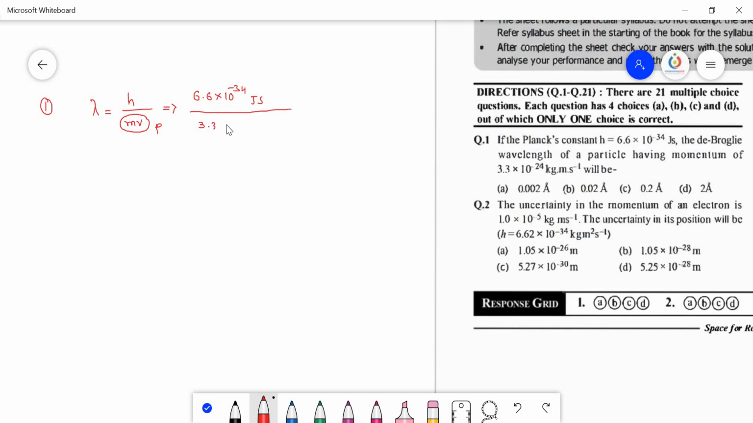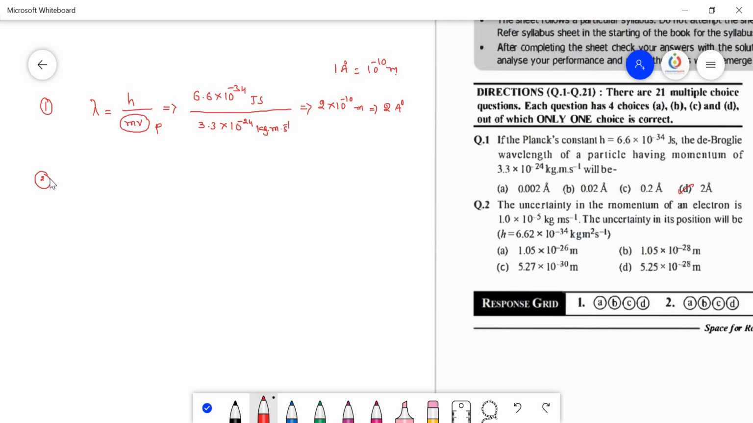Its value is 3.3 into 10 power minus 24 kg meter per second. So if you solve this, you will get 2 into 10 power minus 10 meters, that is equals to 2 angstroms. Why? Because 1 angstrom equals 10 power minus 10 meters. So option D is correct.